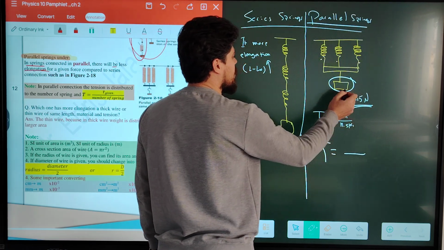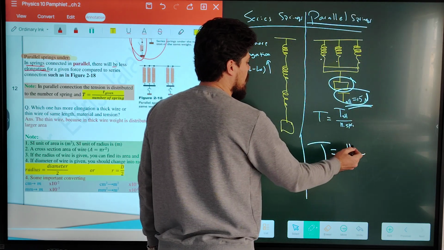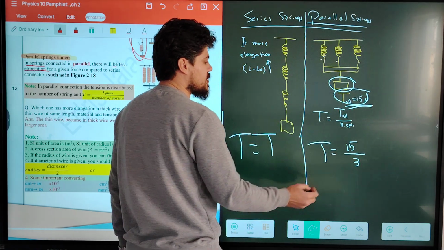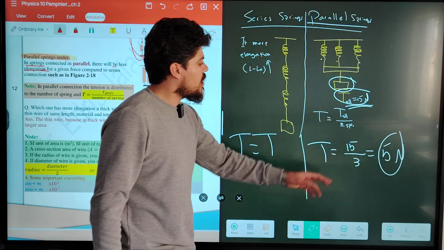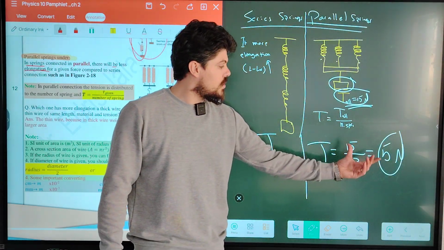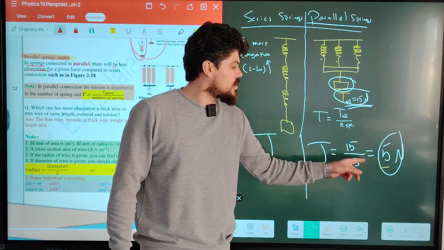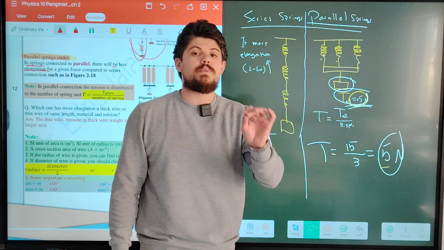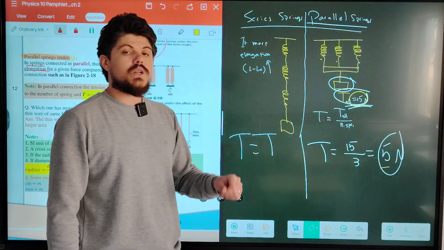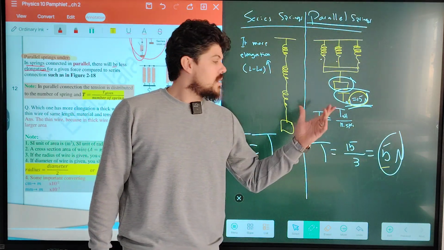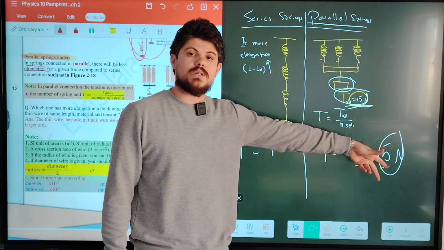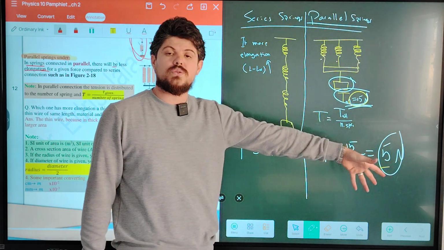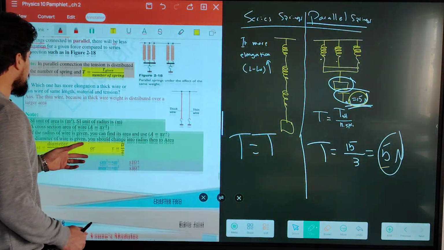We have 3 springs. What is the value of tension? 15. 15 divided by the number of springs is equal to what? 5 Newton. To solve the question according to Hooke's law, you have to use this 5 Newton, not 15. Okay, only in parallel connection. In parallel connection, you have to divide the amount of tension by the number of springs. If you have 2 springs, you divide by 2. If you have 4, you divide by 4.